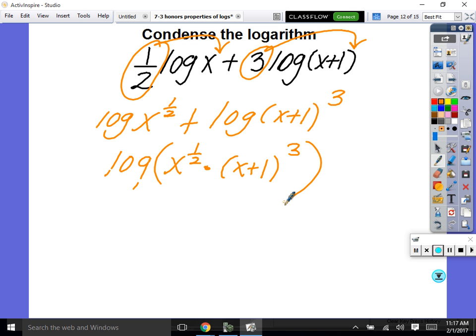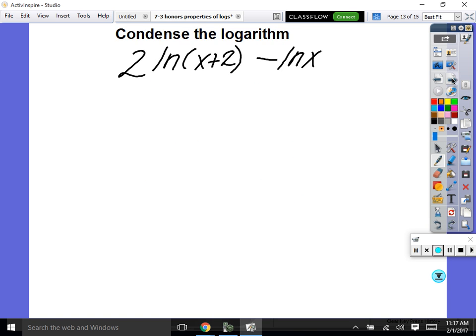And now if it had equals 10, now we can undo the log by base 10ing both sides and then solving for x. Yes. But we would not be able to do that up here because of the addition sign, you can't just base 10. Yeah, good question. Okay, here we go.